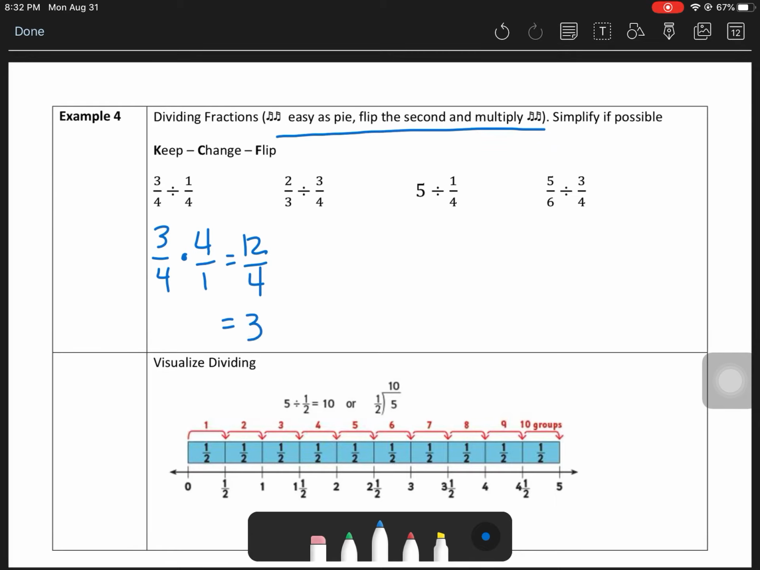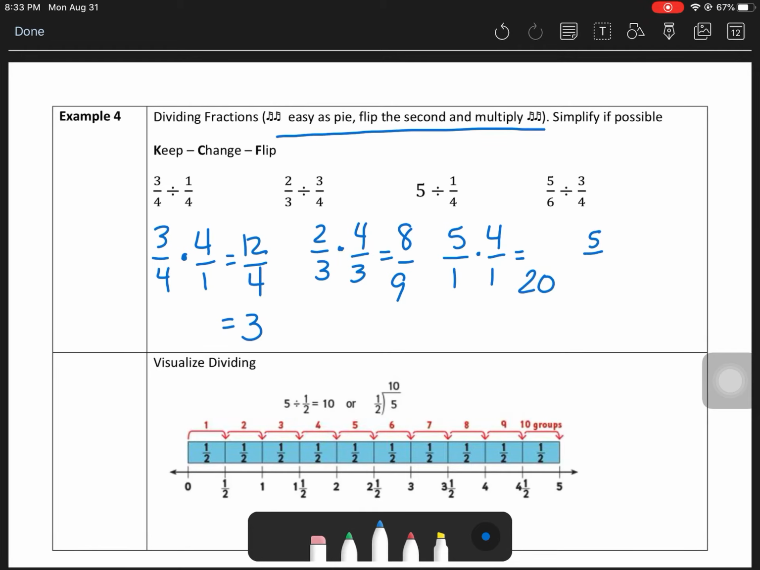12 divided by 4 is 3. Keep the first, change the sign, flip the second. 2 times 4 is 8, 3 times 3 is 9. Keep the first, and remember, if it's a whole number, it always has a denominator of 1. Change the sign and flip the second. 4 times 5 is 20.